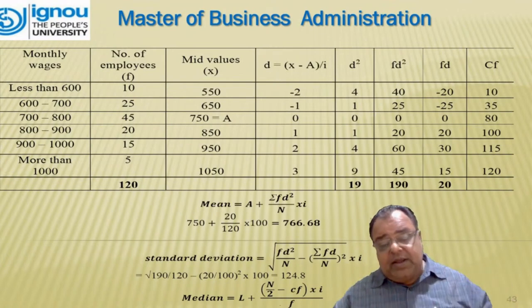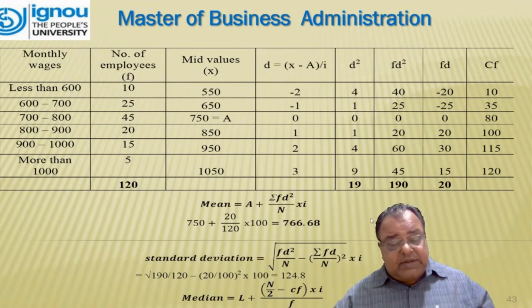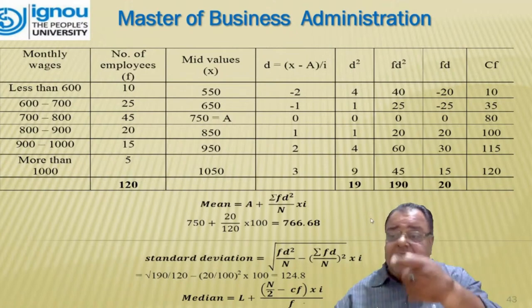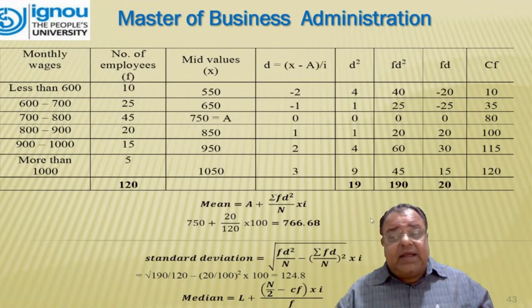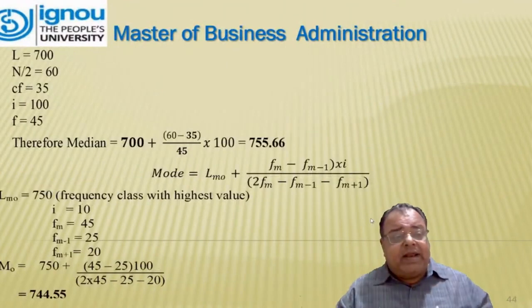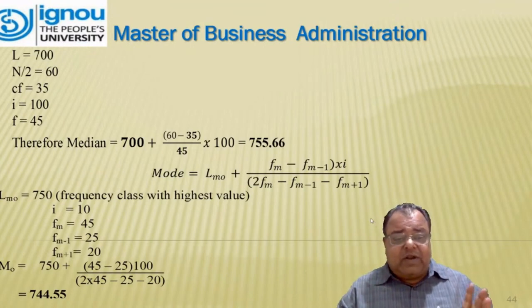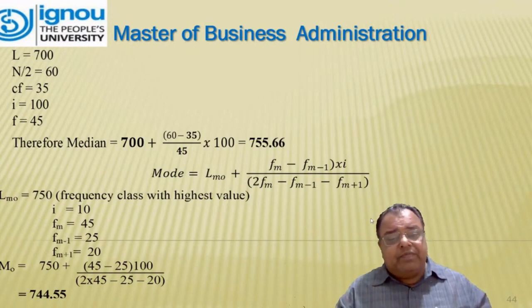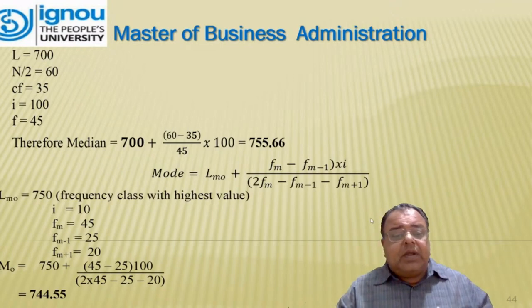Now moving to median. Median is L plus n by 2 minus CF upon F into I. N by 2 will be 60. So here, we look for the interval where you are going to get the value of 60. That is in the column having 80 as the cumulative frequency. That means your median class will be 700 to 800. L is 700, n by 2 is 60, CF is 35, I is 100, and the frequency of the median class is 45. Putting all the values over here, we get median at 755.66.